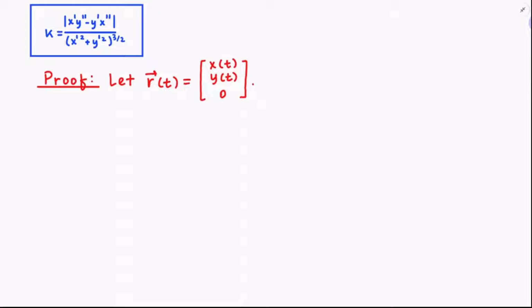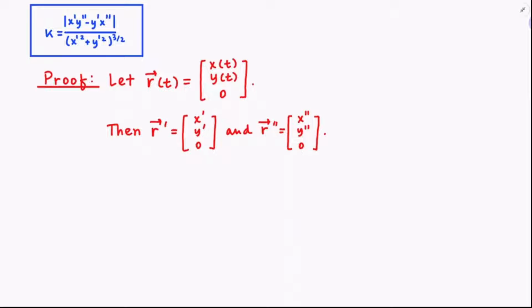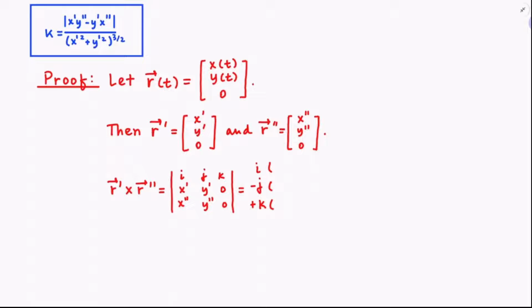We're going to need the first derivative of r, and we're also going to need the second derivative of r. So r prime will equal x prime, y prime, and 0, and r double prime will equal x double prime, y double prime, and 0. Now we're going to set up to cross r prime and r double prime. So we write out the matrix we want the determinant of, set up our little structure.